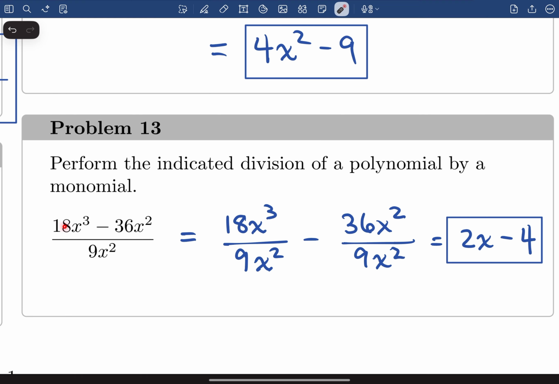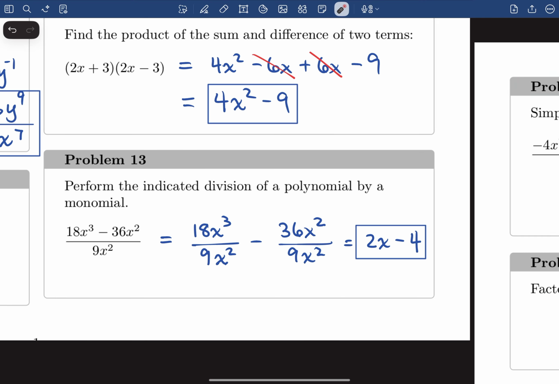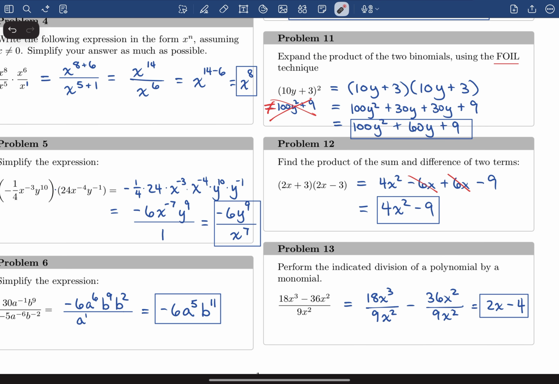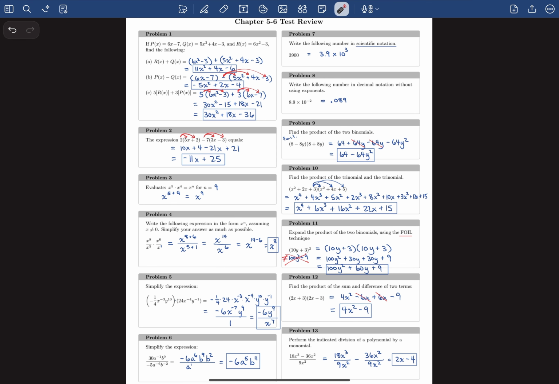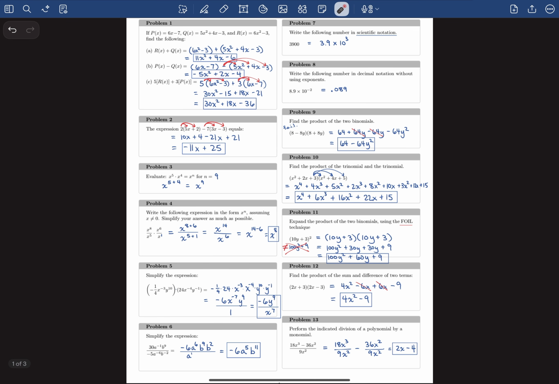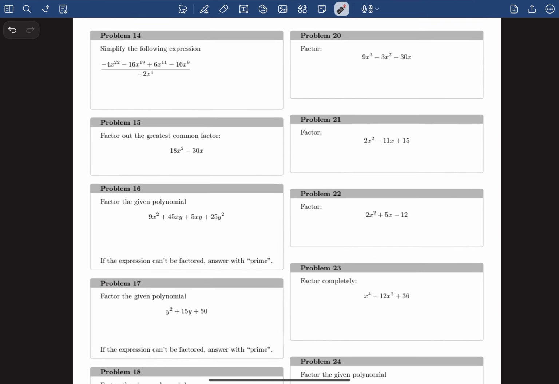So I took this binomial and divided by this monomial. Now, the same thing could happen if you had a trinomial or a quadrinomial, etc. You just take each term of the numerator and divide by the monomial of the denominator. It's that simple. All right, so moving on, this is a recap of what we've done so far, problem 1 through 13, and we're ready to move forward because we have 34 problems that we're going to address.